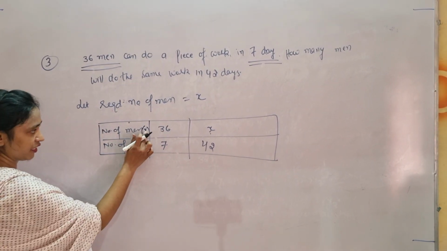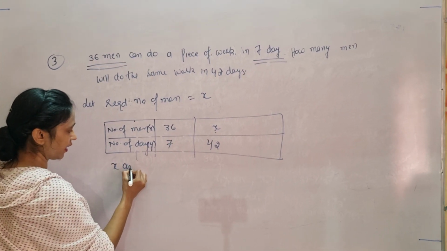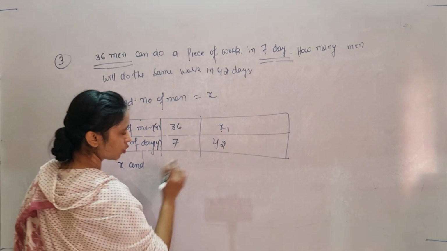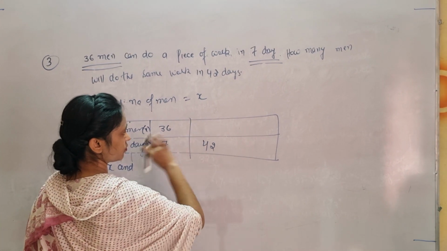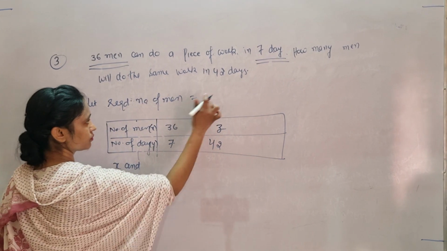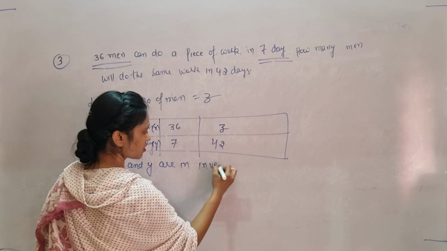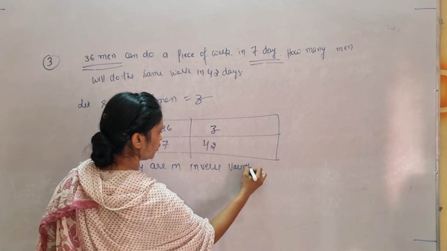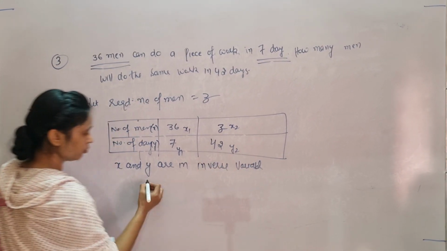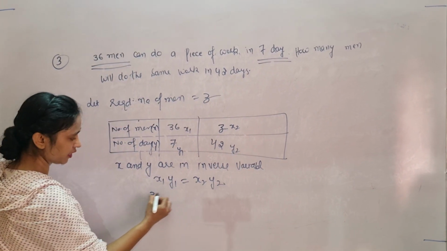Here, with x I have denoted the number of men, and with y I have denoted the number of days. If x and y are in inverse relation, then x1 into y1 will be equal to x2 into y2, where this is x1, this is x2, this is y1, this is y2. That means 36 into 7 will be equal to z into 42.